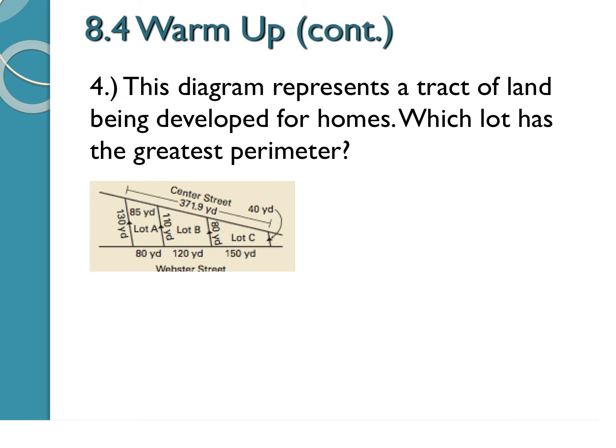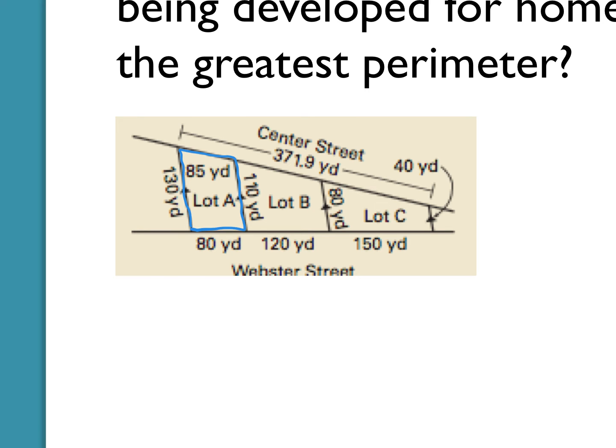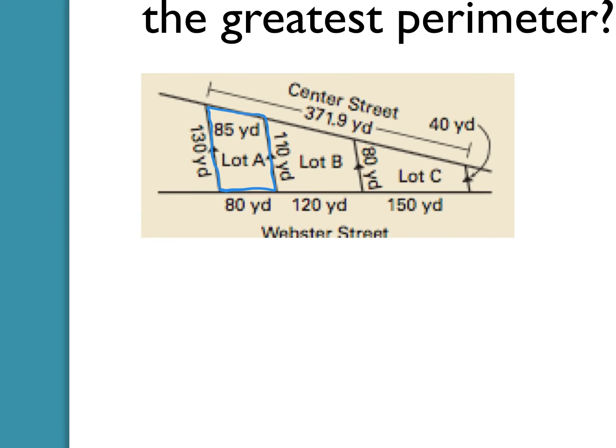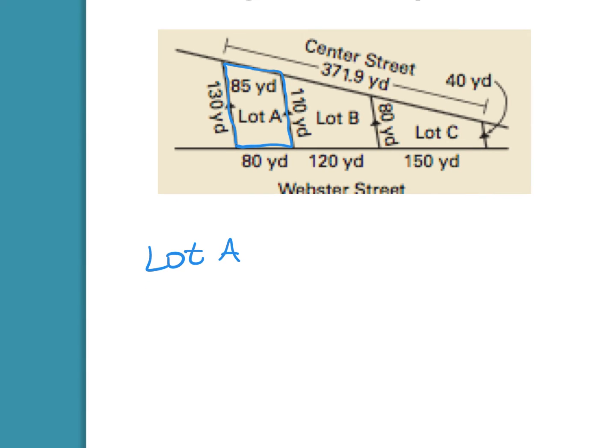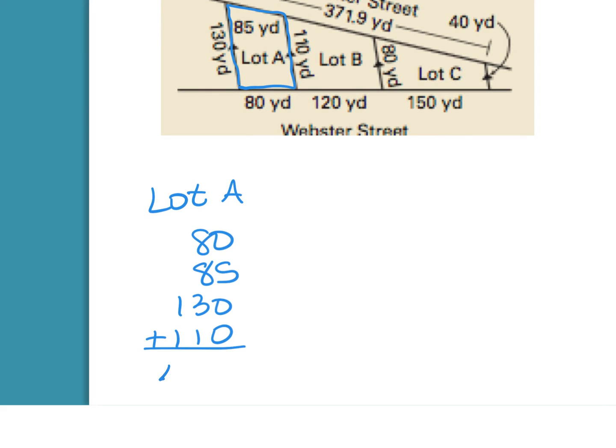So let's go ahead and look to see. We need to find the perimeter of each one of these lots. So the first thing I need to do is find the perimeter of lot A. And all 4 sides of this lot have been given to me. So all I need to do for lot A is take the sides that are in the picture and add them. So I'm going to add 80, 85, 130, and 110. And that will give me the perimeter for lot A, which is 405 yards.